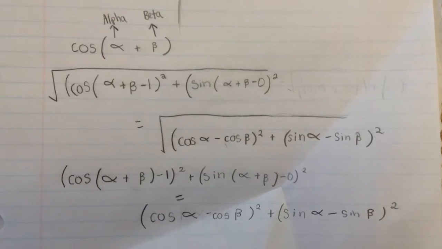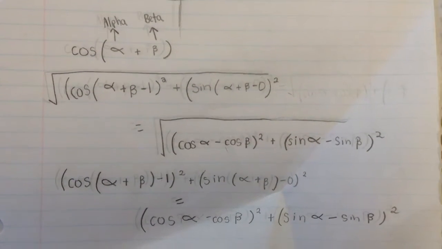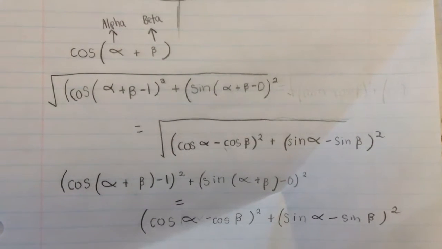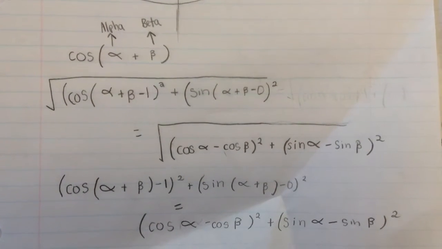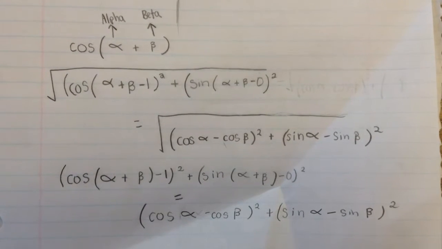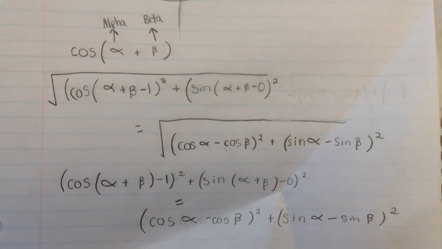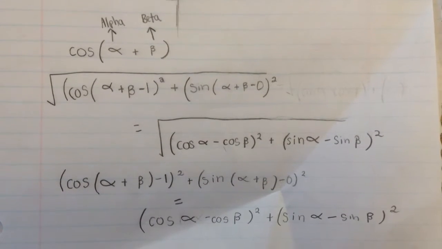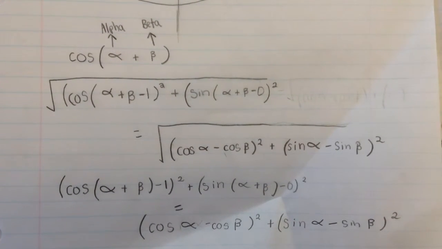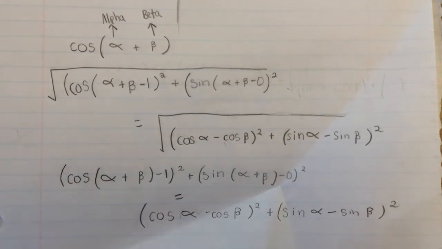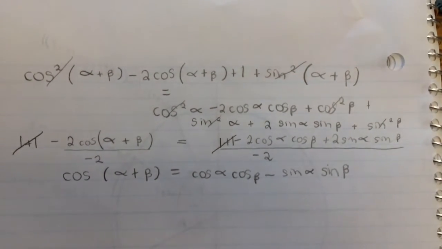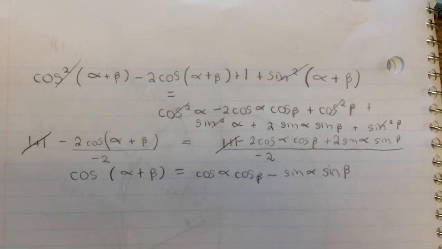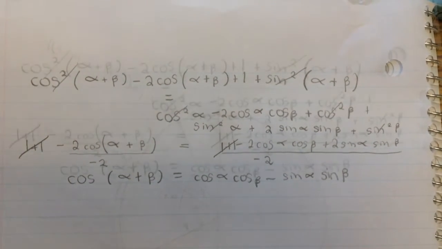This can simplify to cosine alpha plus beta minus 1 squared plus sine alpha plus beta minus 0 squared equals cosine alpha minus cosine beta squared plus sine alpha minus sine beta squared, which once again will simplify to cosine squared alpha plus beta minus 2 cosine alpha plus beta plus 1 plus sine squared alpha plus beta equals cosine squared alpha minus 2 cosine alpha cosine beta plus cosine squared beta plus sine squared alpha minus 2 sine alpha sine beta plus sine squared beta.